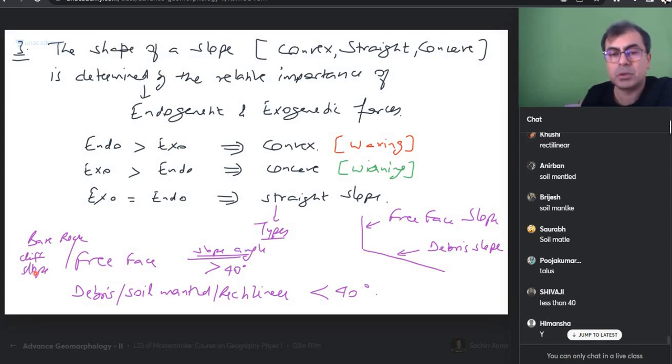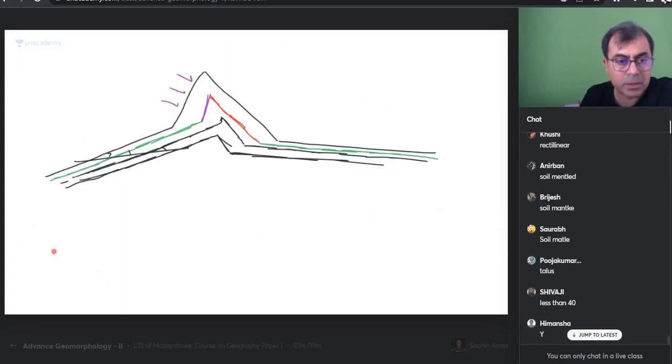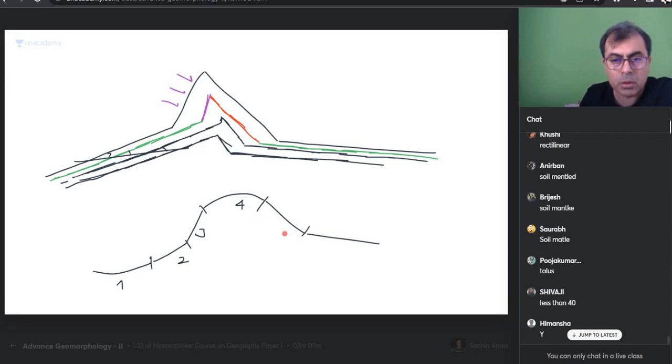Is everyone okay? So that is that. If I have to make this here, once again if I make this, everyone, one, two, three, four, five, six. Identify the debris slopes. Numbers. Debris slope. Debris slopes. Tell me quickly. Which are the debris soil mantle slopes?